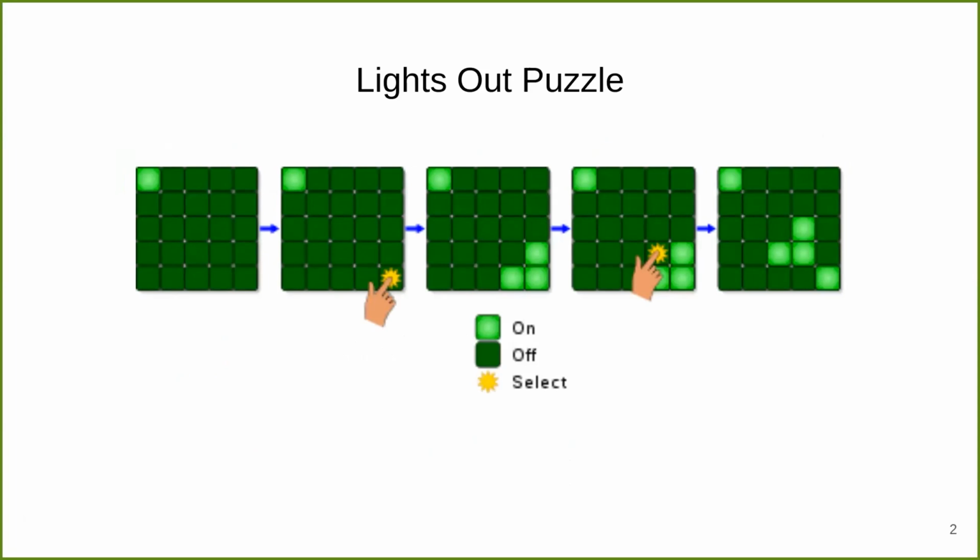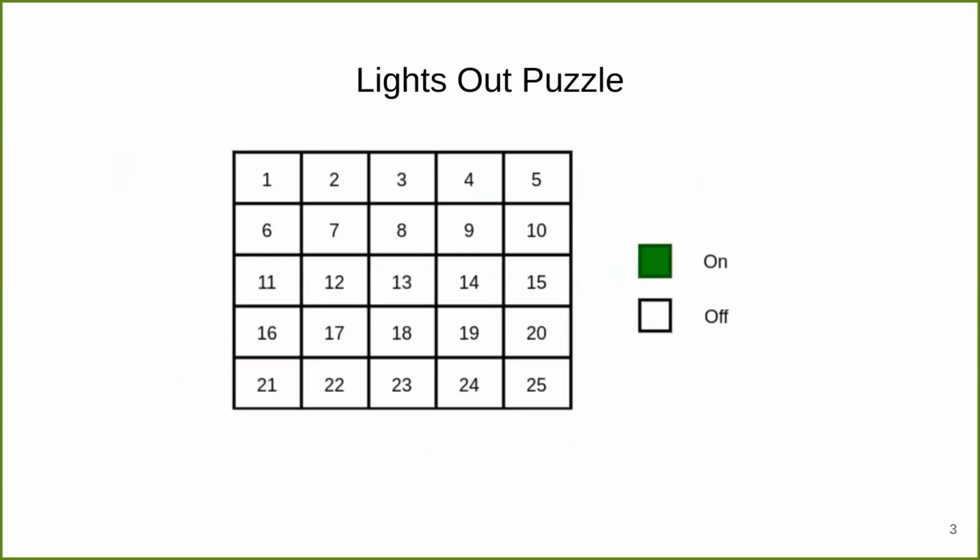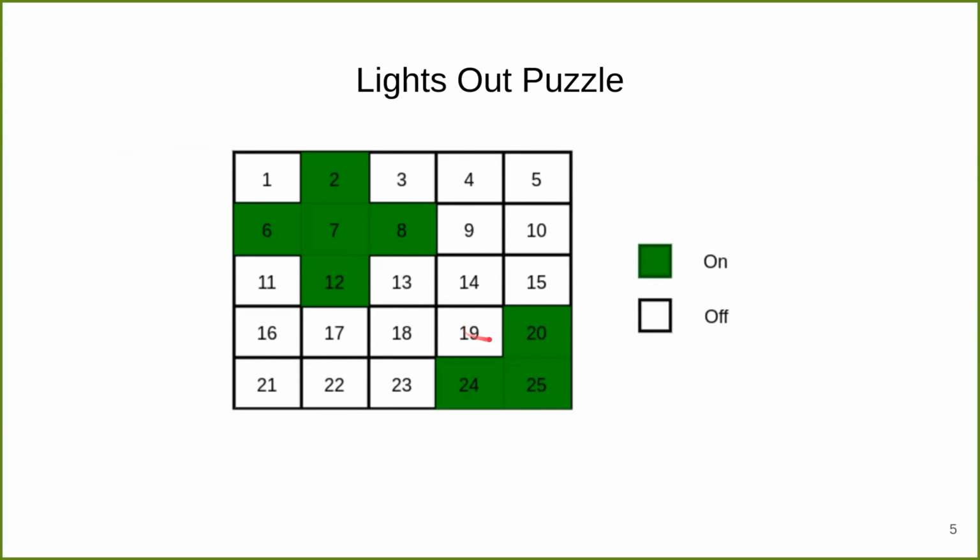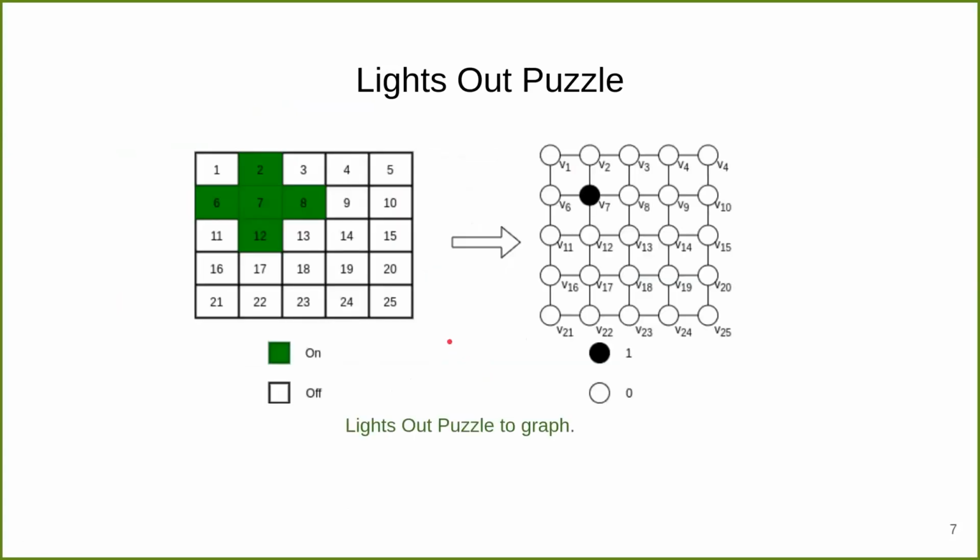Now, if you press on a light, not only does that light change state, but so do the lights adjacent from the top, bottom, left, and right. So for example, suppose we are given a 5x5 grid here, all the lights were turned off, and I were to press the light 7. Not only would 7 turn on, 2, 6, 8, and 12 would turn on. And if I were to press the light 25, 20, 24, and 25 would turn on. Now, if I were to press the light 19, 14, 18, and 19 would turn on, but 20 and 24 would turn off.